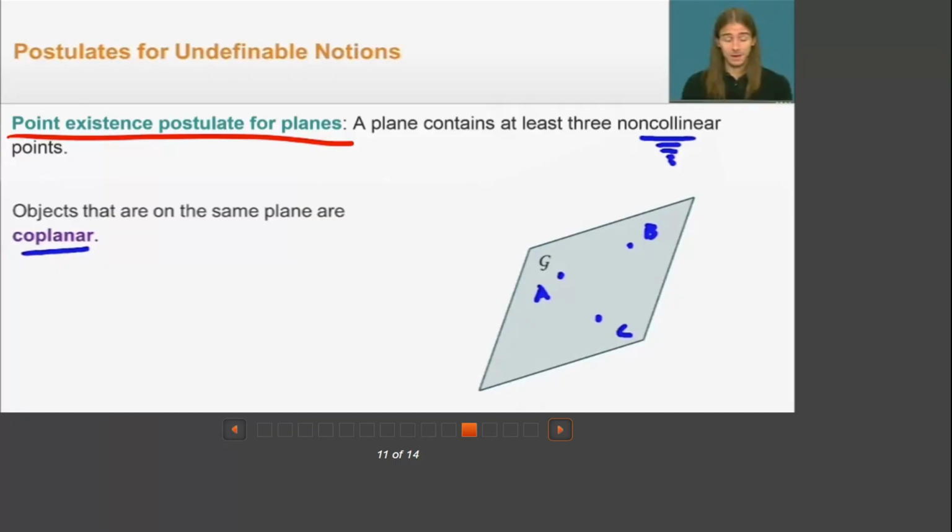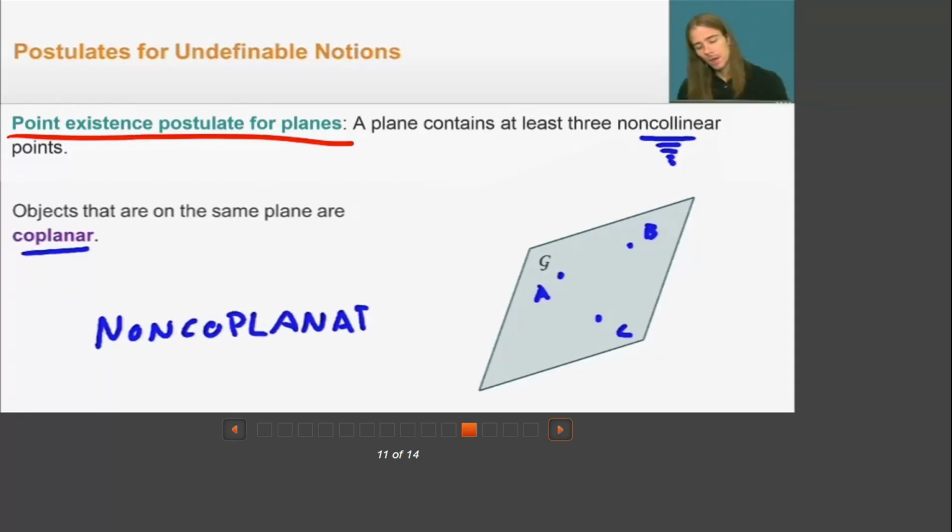You can contrast the concept of coplanar with non-coplanar. An object would be non-coplanar if it were not on that plane. So for example, think of if I drew a point up above this plane. Remember that planes have no height, so that's always going to be possible. Then the point P is non-coplanar with points A, B, and C.